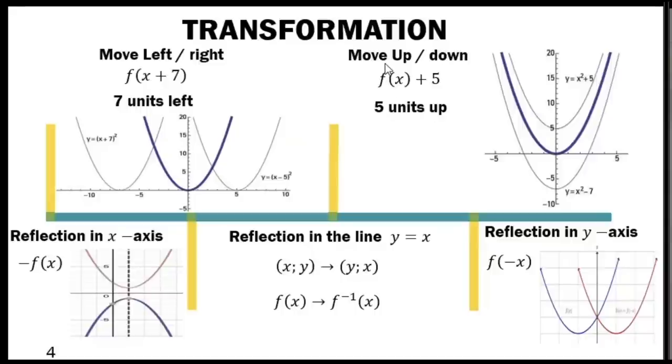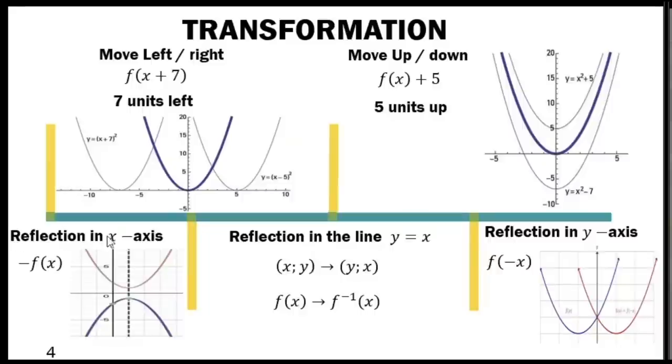What else can we do? We can move a graph up or down. So if I move a graph up, it will be f of x and then plus 5 at the back, whereas if you move the graph down, like the second picture, it will be f of x minus 7 at the back. We can also reflect our graphs.